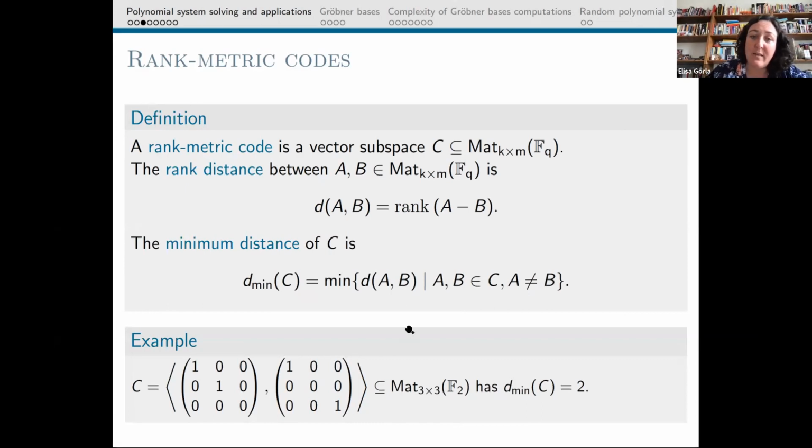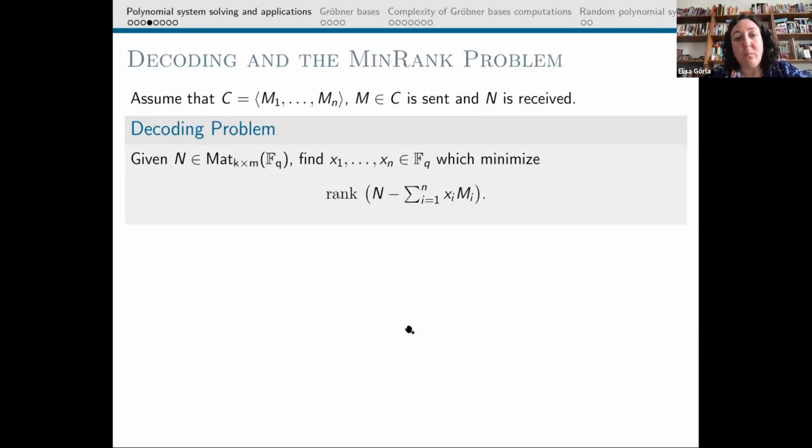And now let me say a word about this. So assume you have your code. So the code can be thought again as the set of your messages. And then an element of the code is sent and something else is received. So there is some error, and what you receive is not what was originally sent. And it's not even something inside the code. It's just some matrix where some entries have been changed. And now the decoding problem is you want to recover the M that was sent from the N which is received. So the information you have is the code and the N which you received.